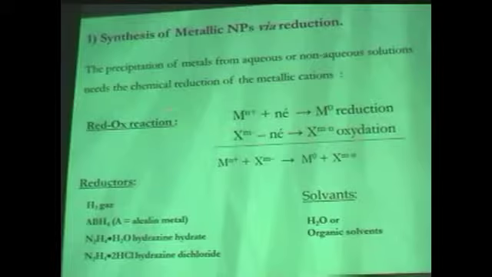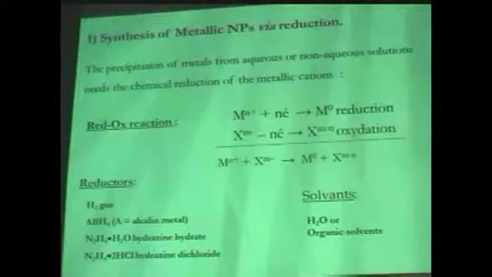We can see here classical semi-reactions of reduction of metal ions, which take electrons and decrease their oxidation state to 0. And here we can see the oxidation of the reductant. And here is the reaction which summarizes those two semi-reactions.